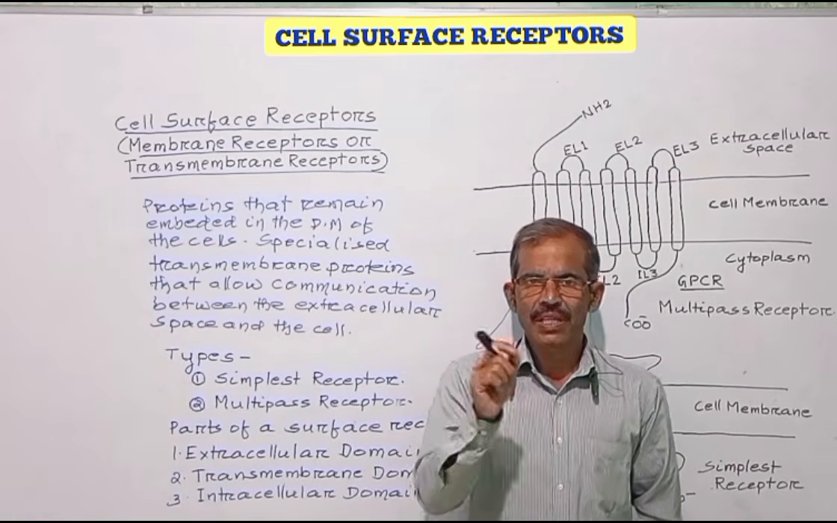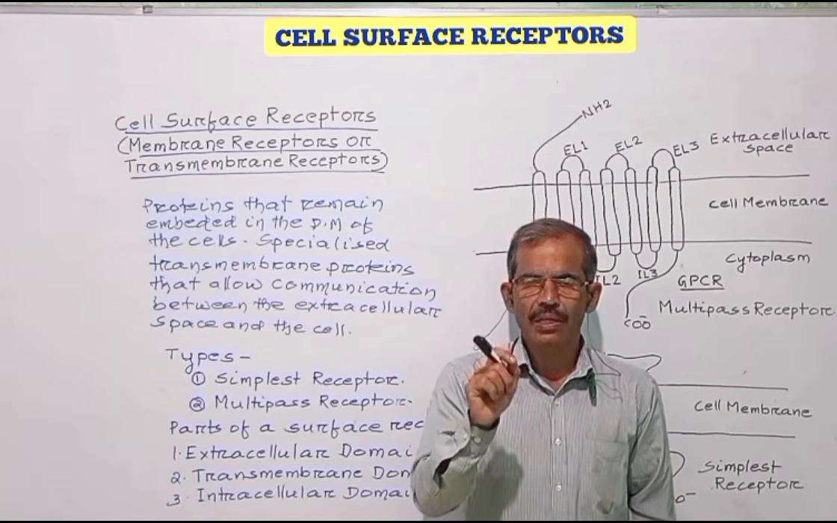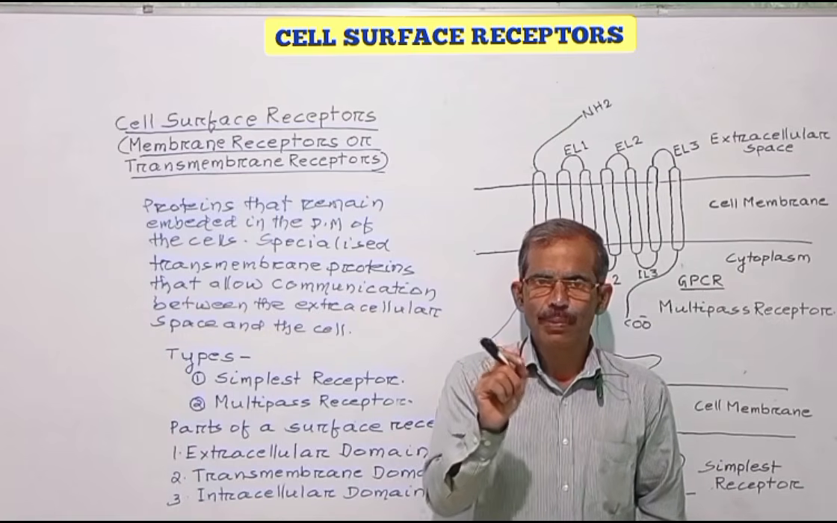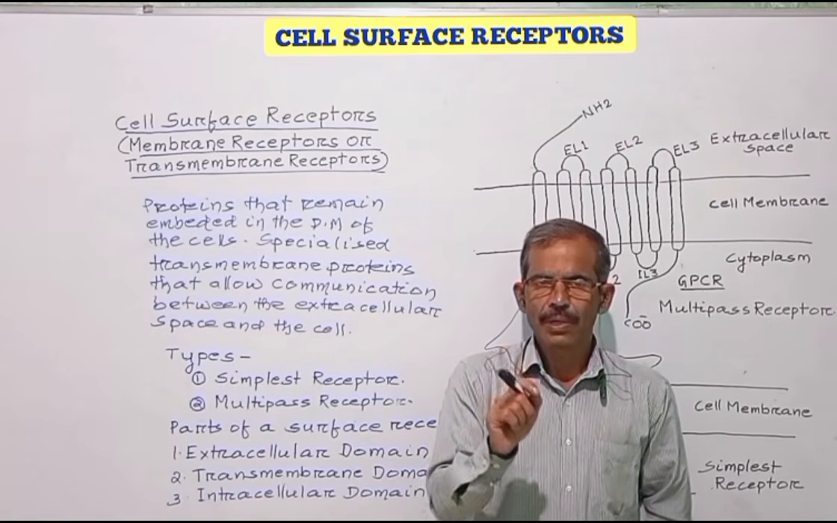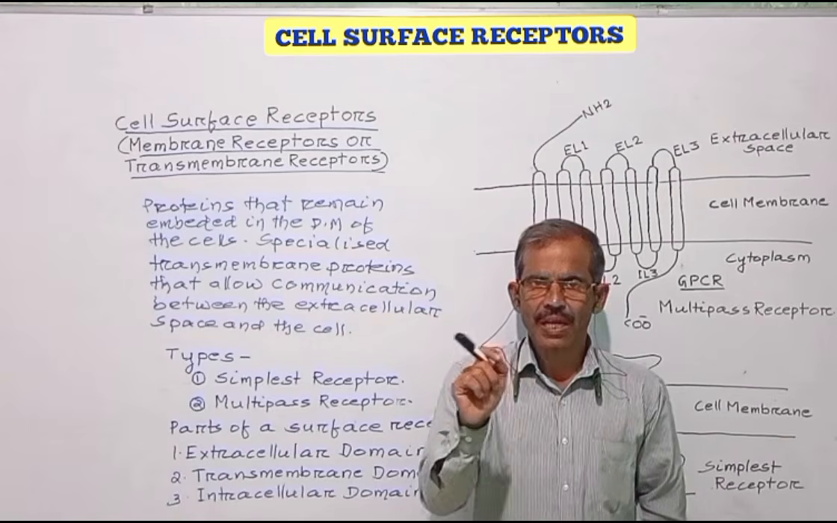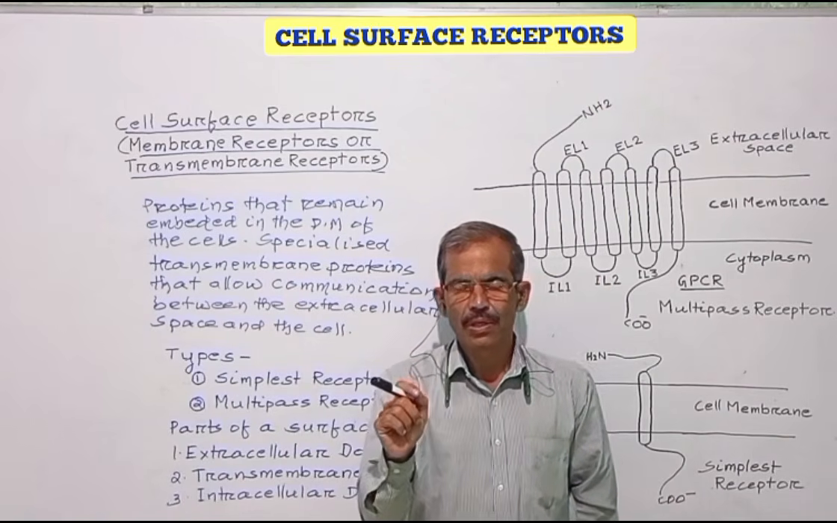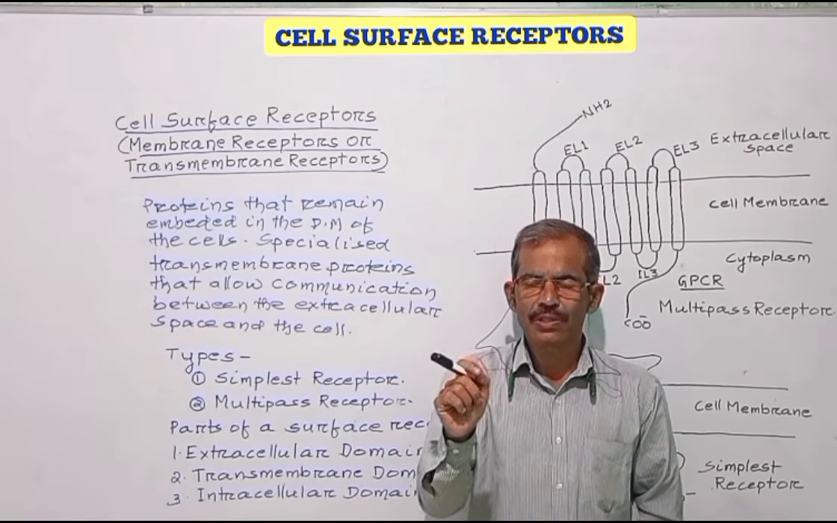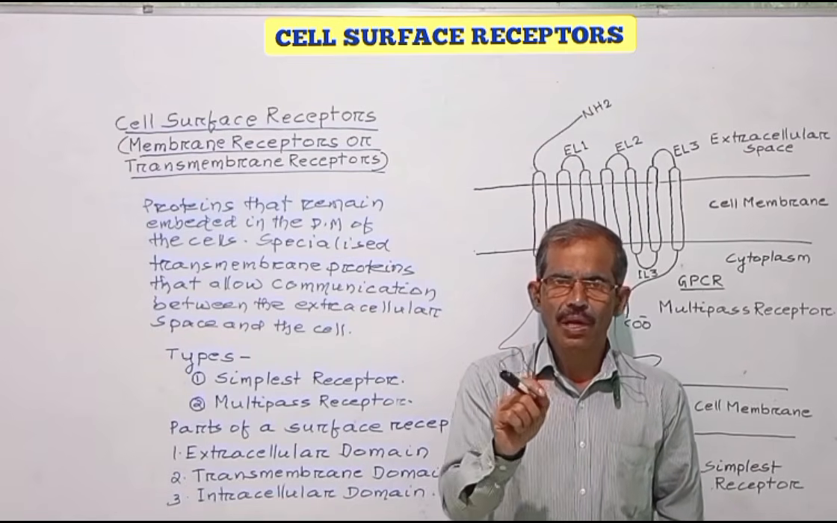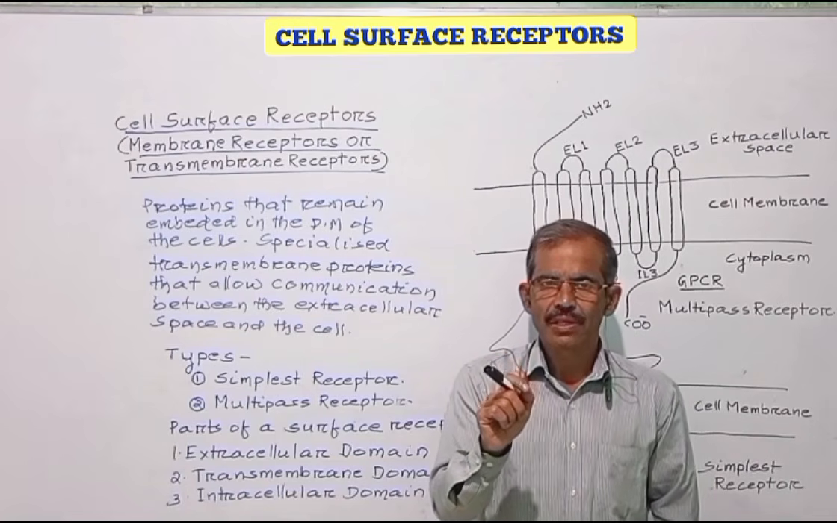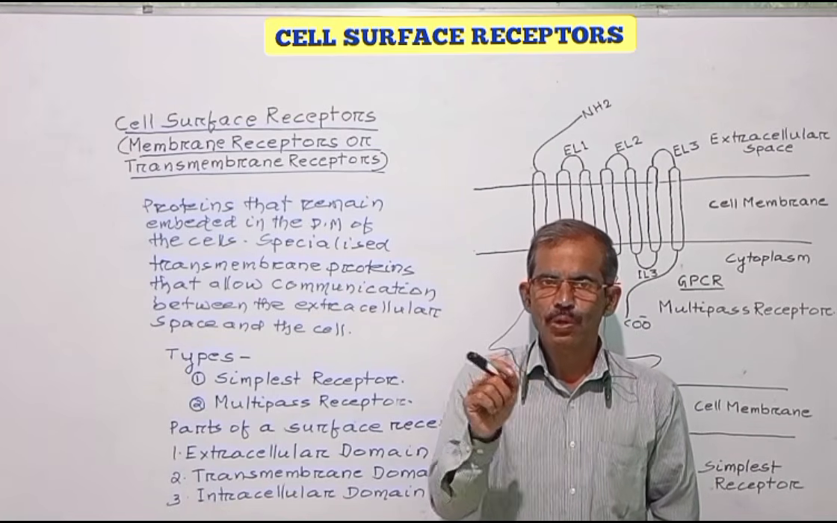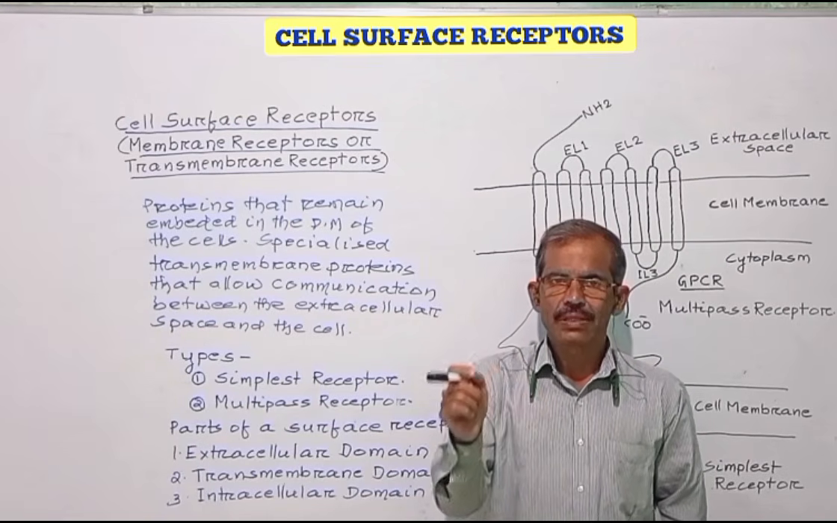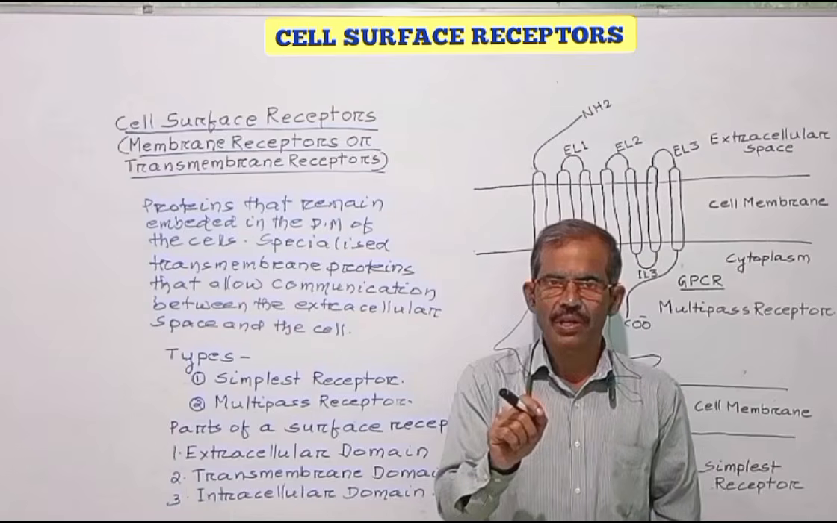These proteins respond to both physical and chemical stimuli. Physical stimuli are light, smell, and taste. Chemical stimuli include different types of chemical substances. So cell surface receptors recognize and bind with specific extracellular molecules known as ligands, such as hormones, neurotransmitters, cytokines, growth factors, cell adhesion molecules, and nutrients.